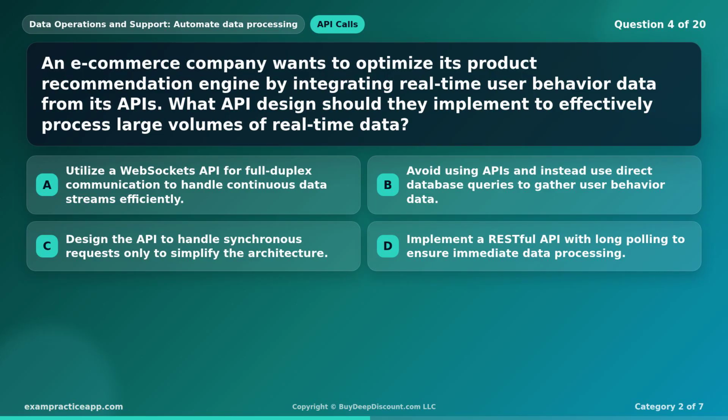Take a moment to choose your answer. The correct answer is option A. Utilize a WebSockets API for full duplex communication to handle continuous data streams efficiently.